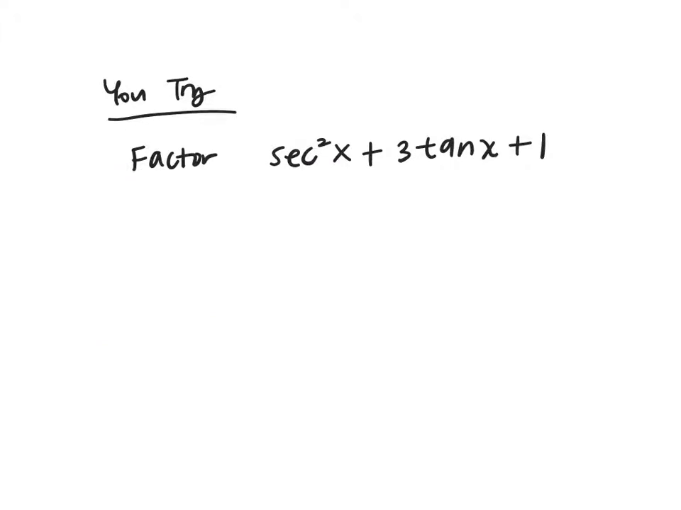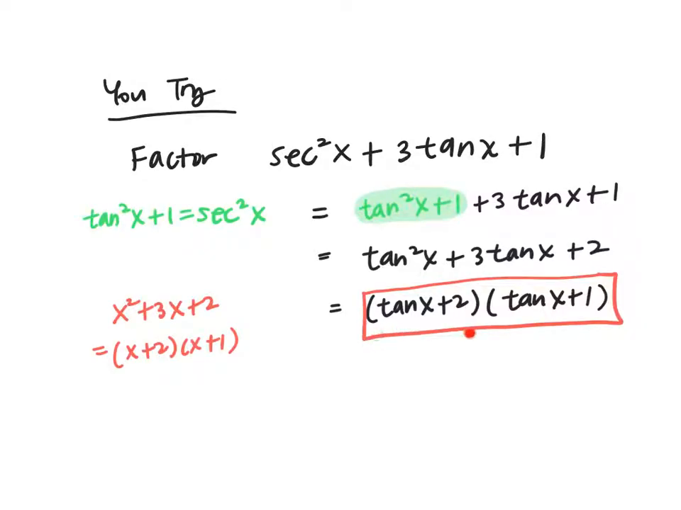Go ahead and try this problem. Factor secant squared x plus 3 tangent of x plus 1. The final answer is tangent of x plus 2 times tangent of x plus 1. So first up is to notice that my terms are not in terms of the same trig function. One's in terms of secant of x, the other is in terms of tangent of x. So try to come up with a relationship that connects both of them together.